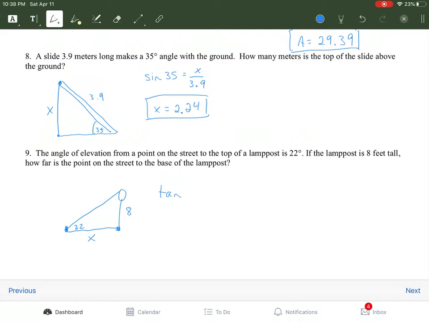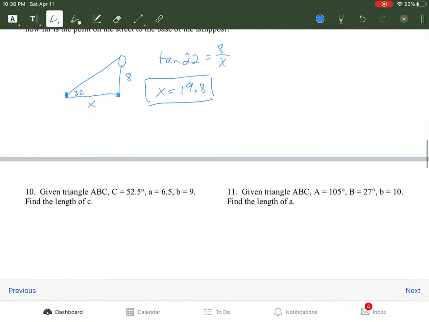So we're going to use the tangent because we're given the opposite and we want to find the adjacent. So the tangent of 22 is equal to the opposite over the adjacent. So you multiply both sides by x and then divide 8 by tangent of 22. So x will equal 19.8. All right.